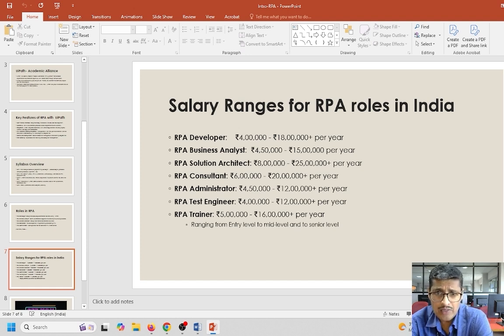Then what are the different salary ranges? I don't want to go through the entire details about all the packages. These are not fixed. The salary may range from year to year and person to person, but these are the sample examples which we have mentioned in the syllabus for the different roles once you complete RPA.